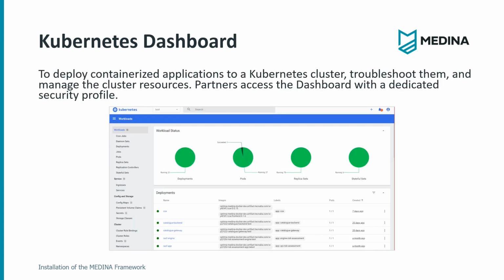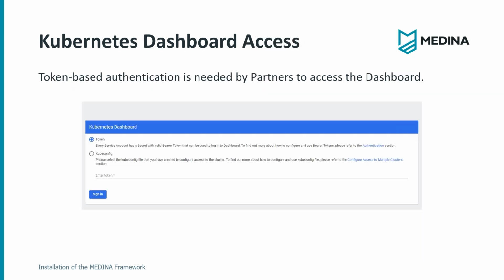Kubernetes Dashboard is a web-based user interface for the Kubernetes cluster. It is helpful to deploy containerized applications to a Kubernetes cluster, troubleshoot them, and manage the cluster resources. To have access to the dashboard, it is needed to generate a service account token by creating a service account. We have 2 service accounts with different permissions. One is Dashboard Admin, which has access to all cluster resources, and the other is Partner User for the partner's access that has restricted permissions only to dev and test namespaces. We must use the token to sign into the dashboard.